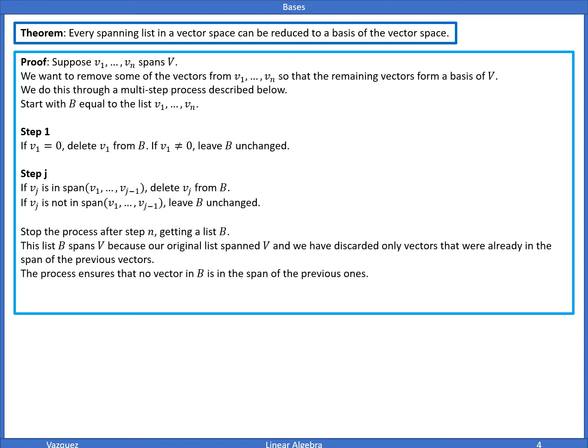So this process ensures that no vector in b is in the span of the previous ones. Therefore, b is linearly independent by the linear dependence lemma we went over last lesson. Hence, b is a basis of V.